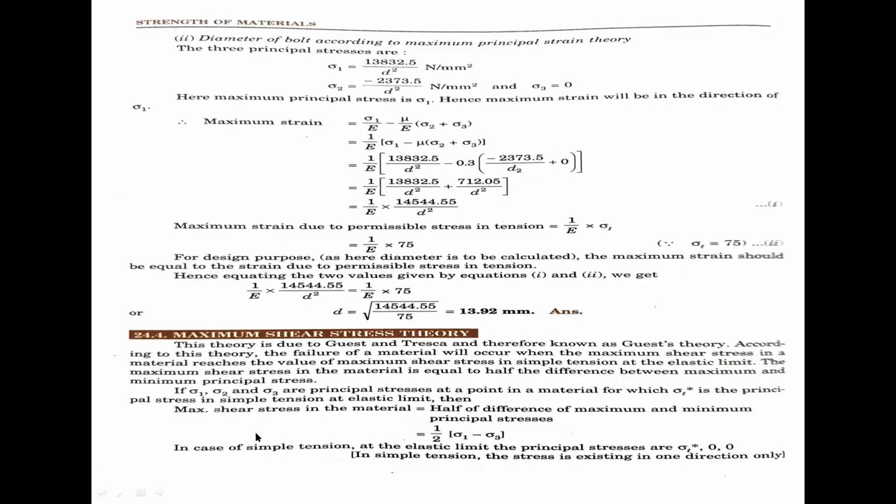This is the formula for maximum shear stress in the material: 1 by 2 (sigma 1 minus sigma 3), the difference of the maximum and minimum principal stresses. In the case of simple tension at the elastic limit, the principal stress is only in one direction, sigma T star, the tension direction. The remaining two are 0. The maximum shear stress in simple tension at the elastic limit, substituting the maximum and minimum principal stresses, is 1 by 2 sigma T star minus 0, giving 1 by 2 sigma T star.